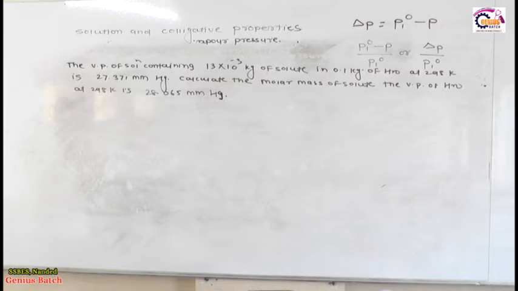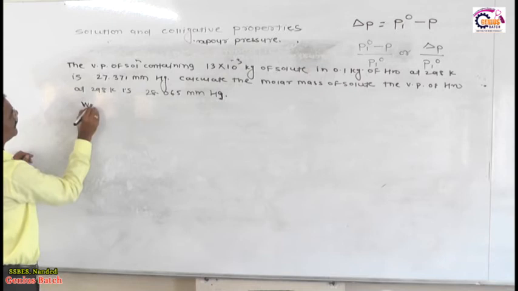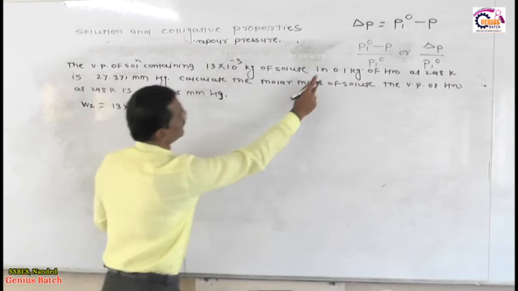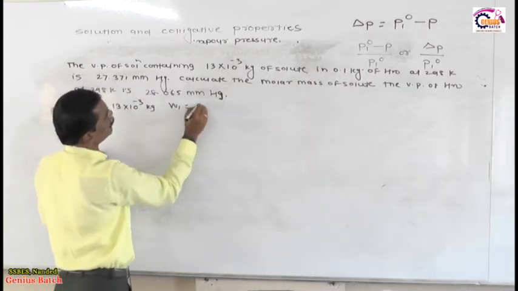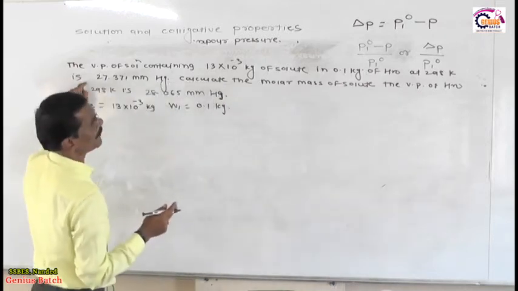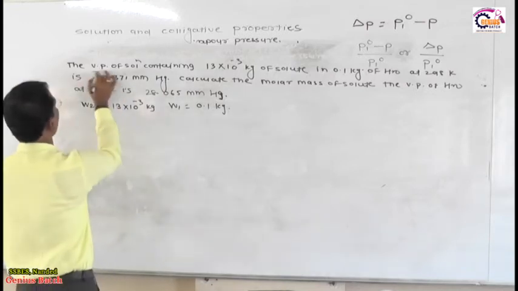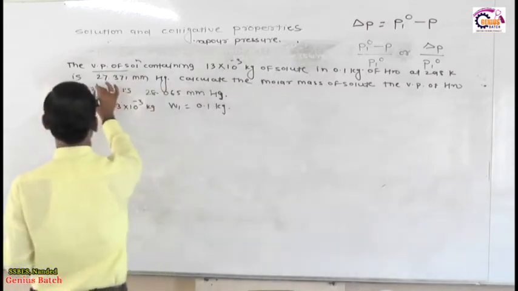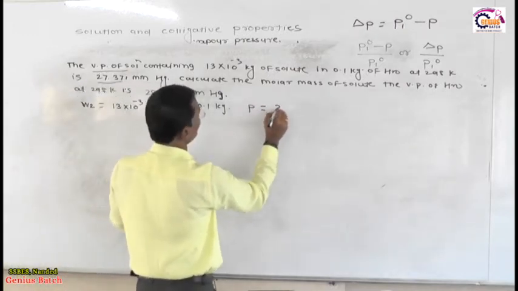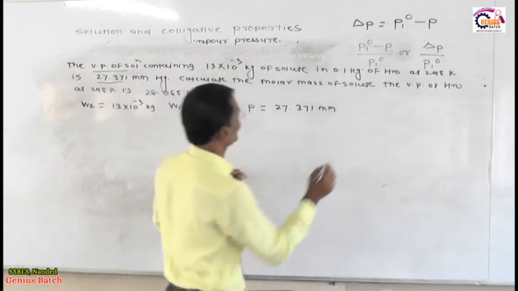So dear friends, how to calculate? Listen. For the solution, they are given W2 is equal to 13 into 10 raised to minus 3 kilogram, and W1 is equal to 0.1 kilogram of water at 298 Kelvin. This is the vapor pressure of solution. Therefore P is equal to 27.371 mm. Calculate the molar mass of solute.